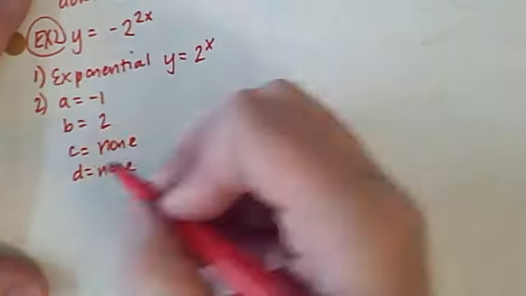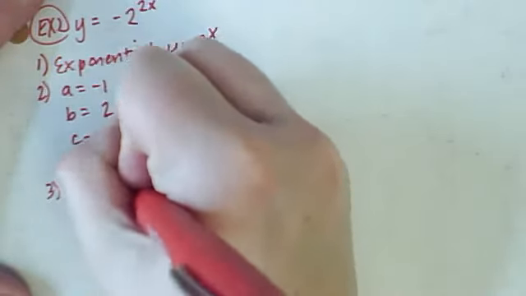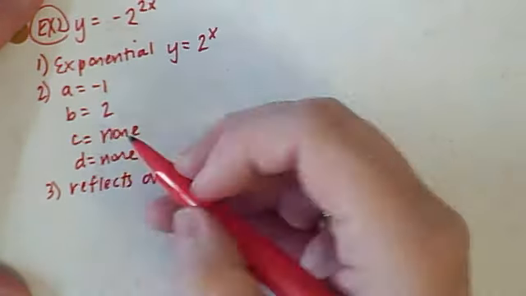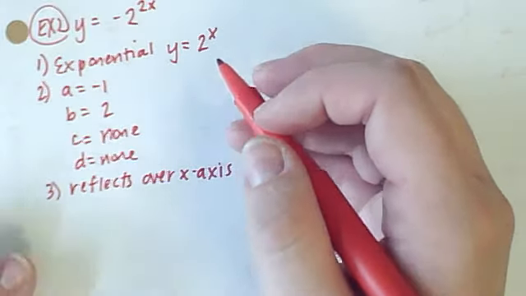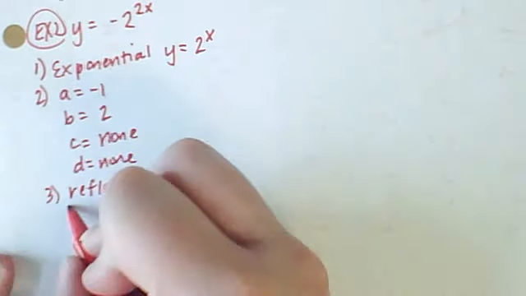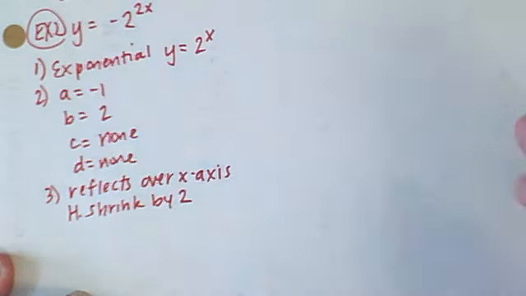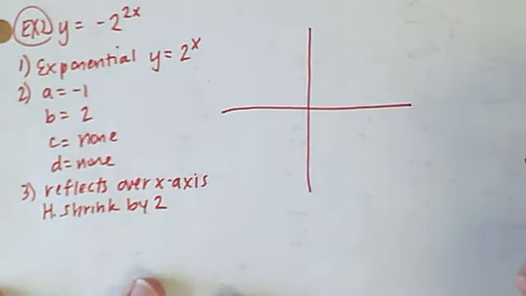Okay, so if we look at what each of these things mean, the negative on the a reflects over the x-axis, and the 2 with the b is a horizontal stretch or shrink, and since it's a 2, it's a horizontal shrink. Alright, so there's what we have. So now I'm going to graph.